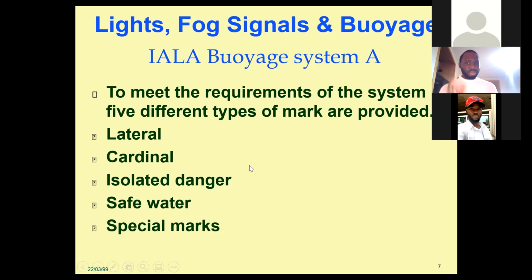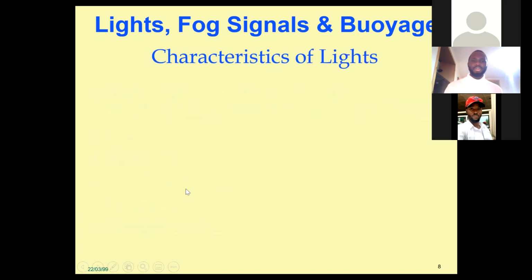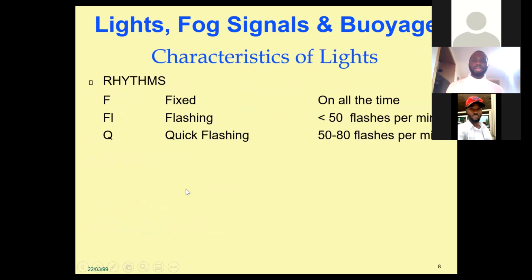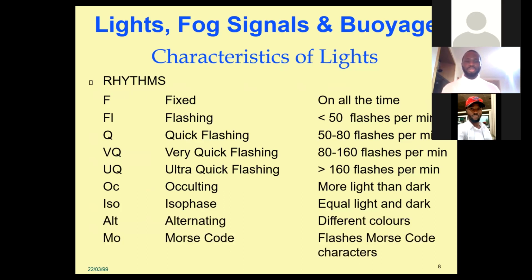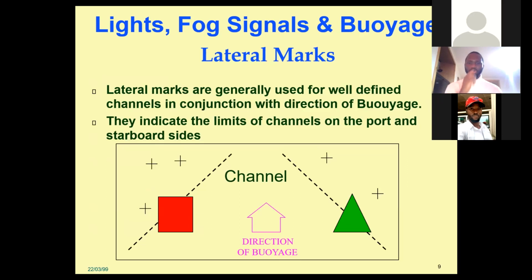In the buoyage system, you have to look out for five marks: the lateral marks, the cardinal marks, the isolated danger mark, the safe water mark, and the special marks. Another question that I seriously like, as we discussed last week, was the characteristics of the lights. How is the light going to be coming? Some of them will be flashing, some of them quick flashing. I'm not going to dwell much on this.